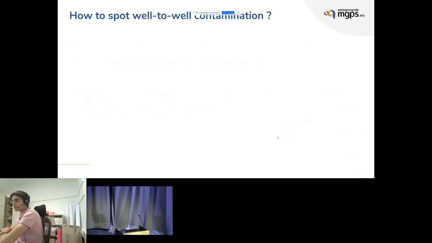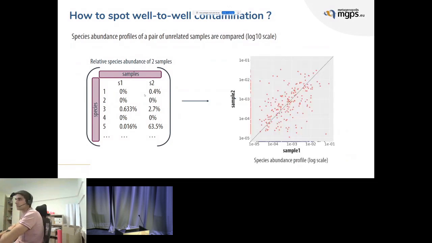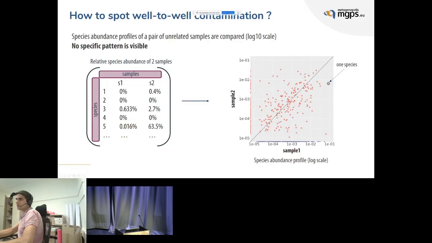So here I will show you how CroCoDeEL works, so just pay attention. Here we consider a pair of two unrelated samples. So we generate a taxonomic profile for these two samples. Each sample is a column, each row is a species. Here you have the relative abundance of all species. And you can visualize this in a scatter plot here in log scale. So we compare the abundance of all the species in sample one here and sample two here.